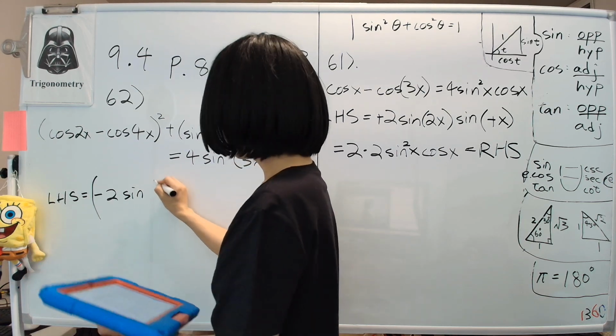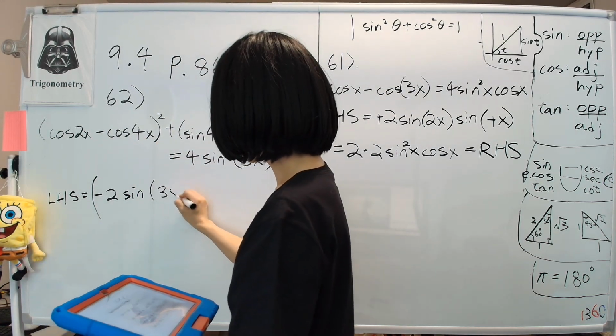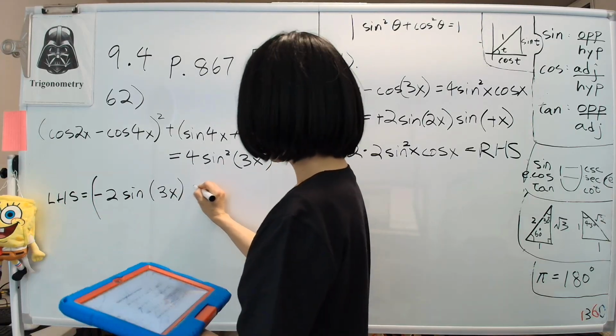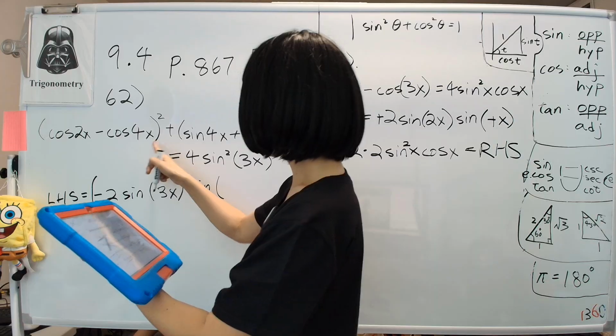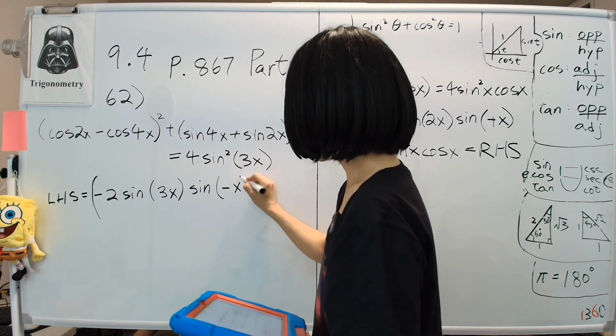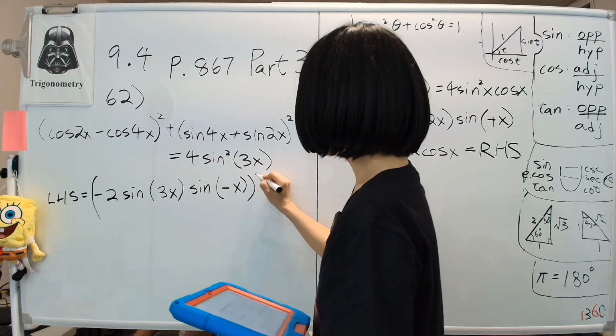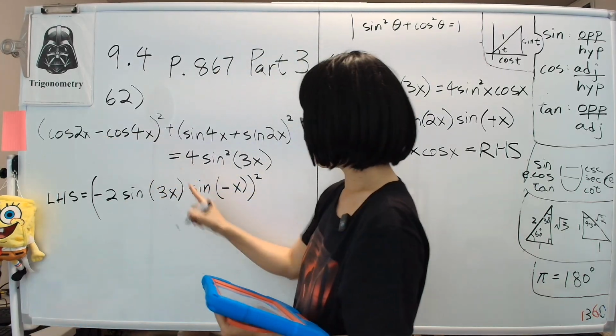of the sum, 2 plus 4 is 6 over 2, 3x. And then sine of the difference, which is 2 minus 4. That's minus 2 divided by 2, which is just minus x. And then this is squared. All right. And then plus, that's just the first part.